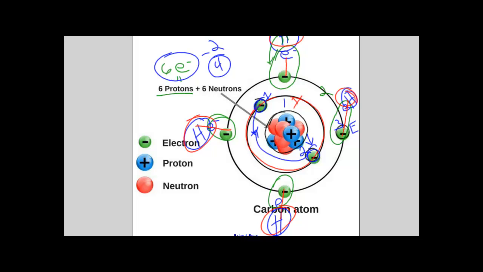What do we end up with? Carbon with 4 hydrogens around it. Those sticks represent the electrons, the 2 electrons, right here. And we write this as CH4, and we call it methane.